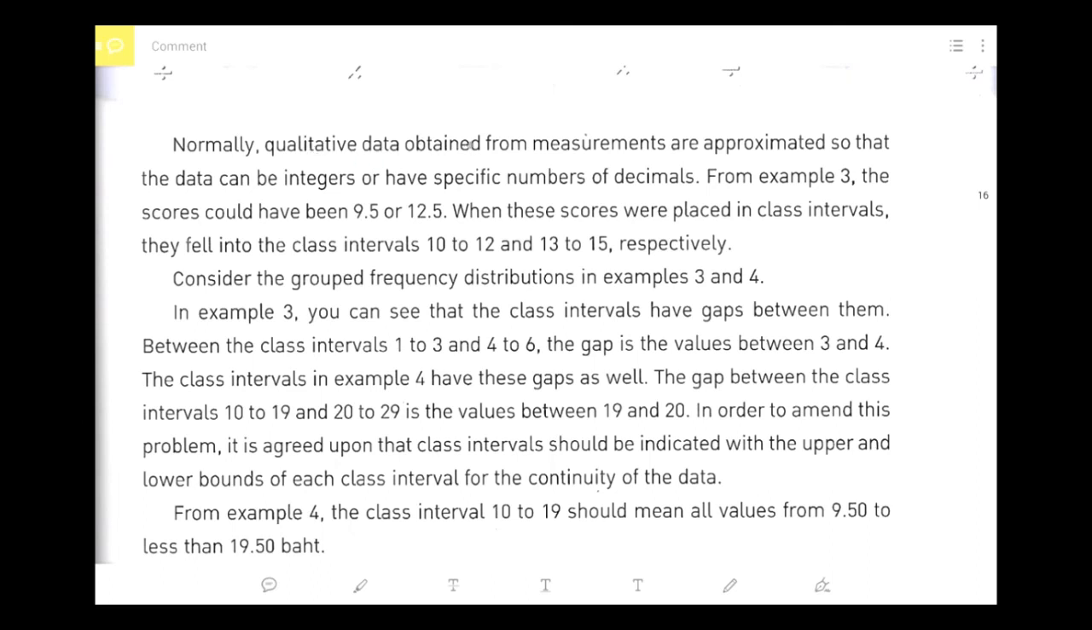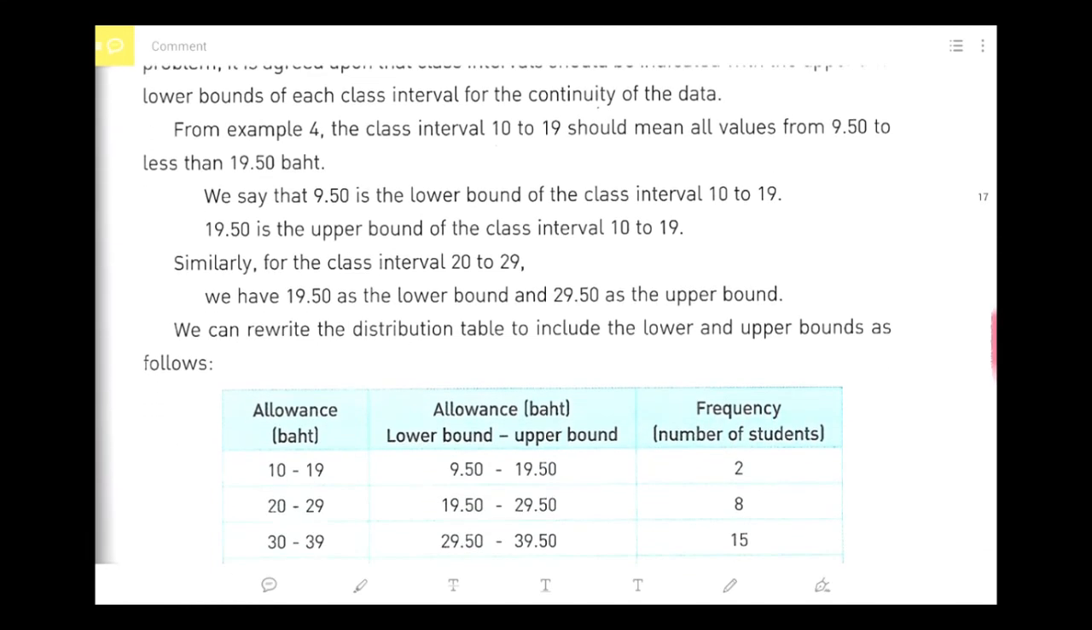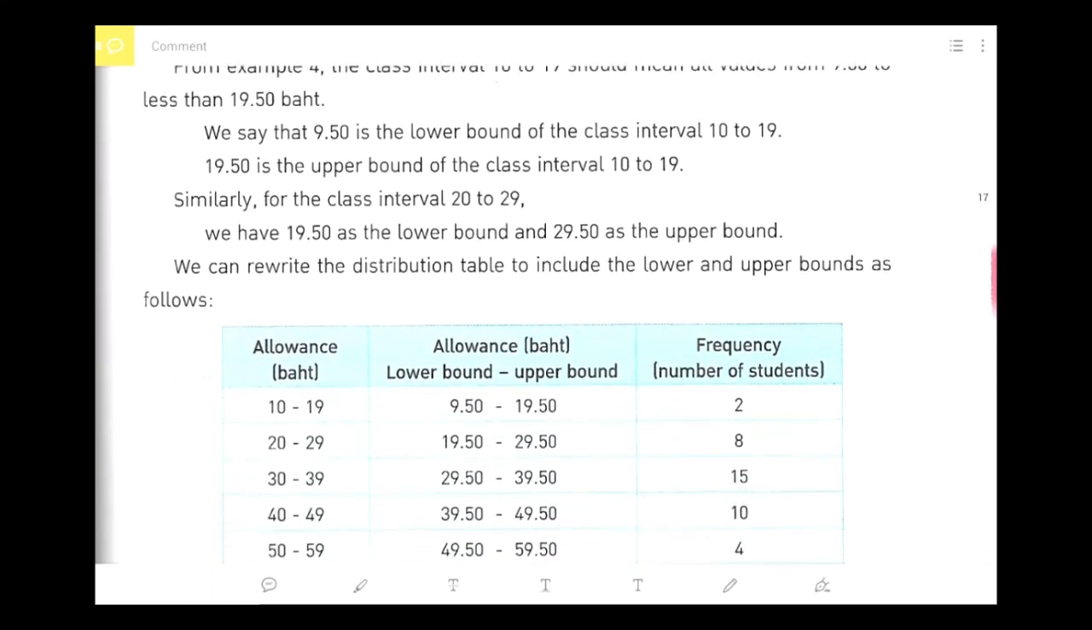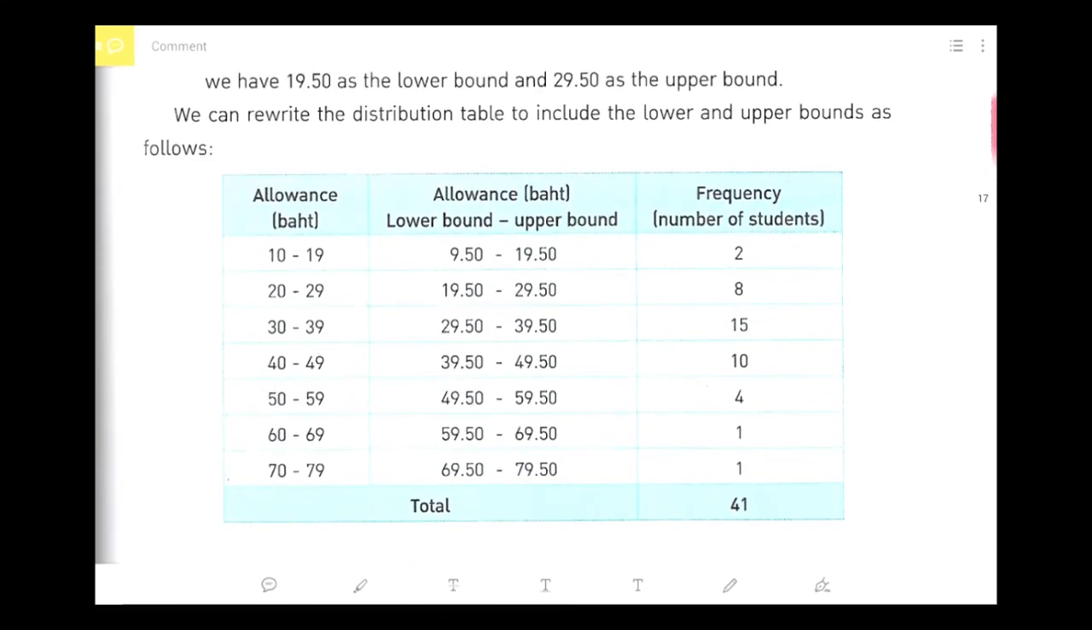Quantitative data from measurements are approximated. Integer, specific number, something. Okay, maybe you want to talk about this one later. Yeah, maybe just now. So now, what is the problem that we have?